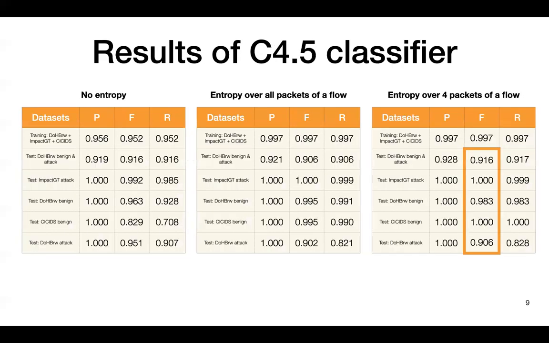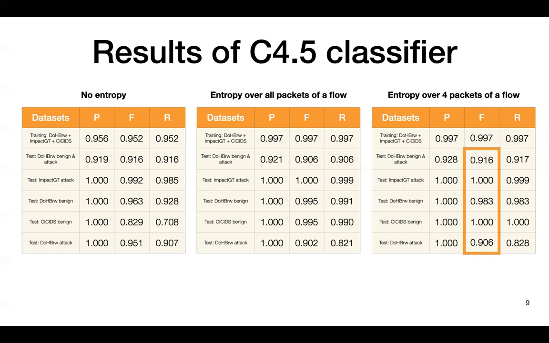As you might have understood, we used precision, recall, and F1 measure as our performance metrics. For the training and testing purposes, we employed the WEKA tool, an open source machine learning software, used with the default parameters unless presented differently. The first table on the left shows the results of running the training model without the entropy feature. The training dataset shows an F1 score of 95%, while the CIC-IDS benign dataset hits a mark of 83%.